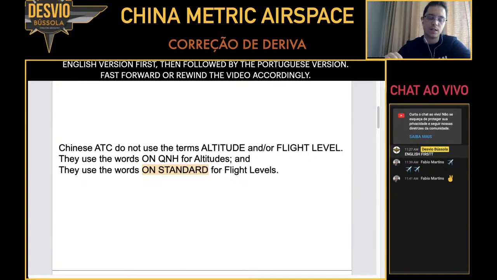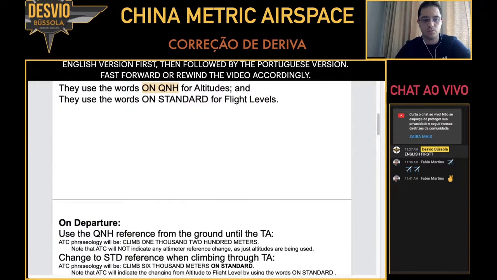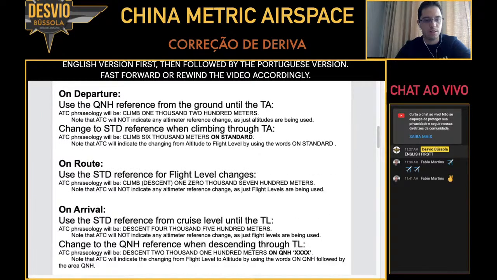And then on the descent, they do the opposite. They tell you the QNH, the local QNH, so you stop flying the standard reference on your altimeter and you use the QNH that they just told you, and from now on you're flying altitudes all the way down to your landing.